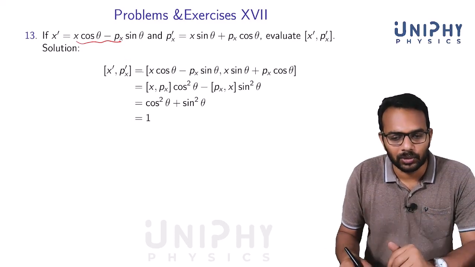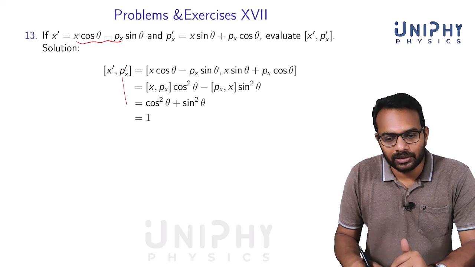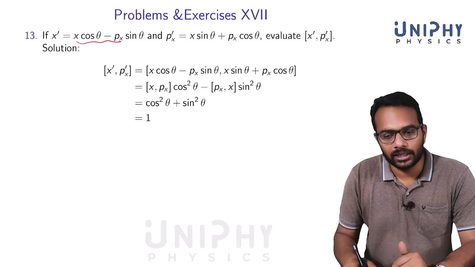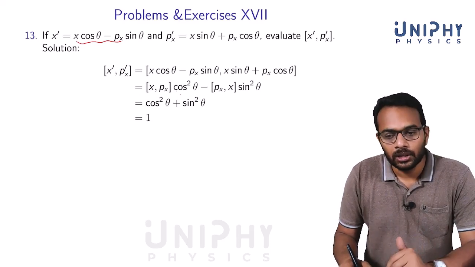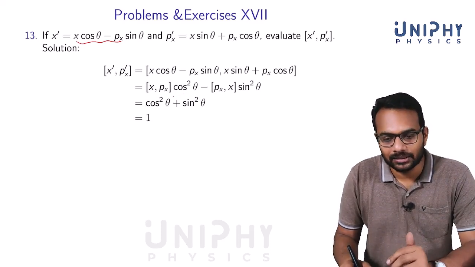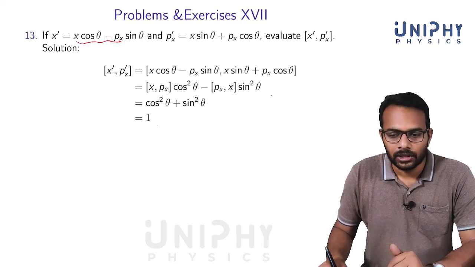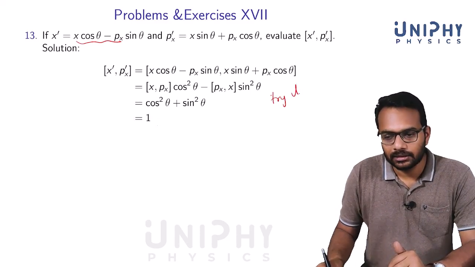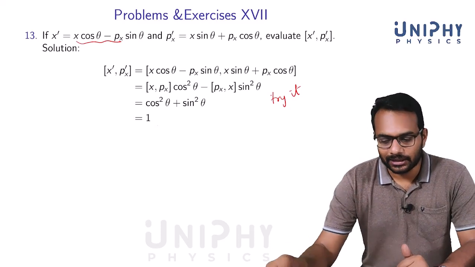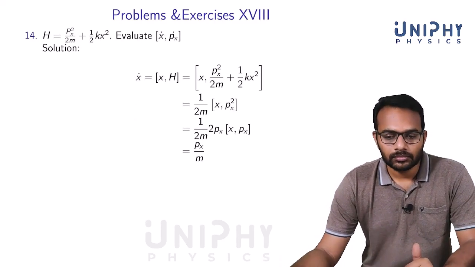Let's not worry about that. Let's just look at it as a problem. You see that x prime with px prime is also equal to 1. You take only the non-zero Poisson brackets, multiply the constant terms, and you will get 1. So we can try that. These are all exercises which you can do. This is another exercise.